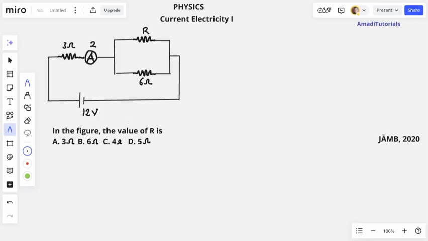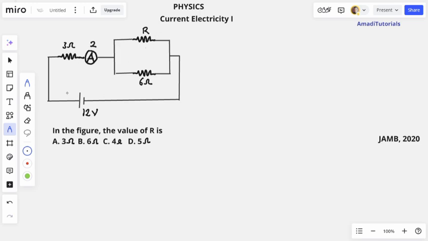Let's take this JAMB question 2020 on current electricity. It says, in the figure, the value of R is, so this is R here, and this is a circuit diagram, a simple circuit that has 3 resistors. So let's first analyze the circuit before we start finding the value of R.